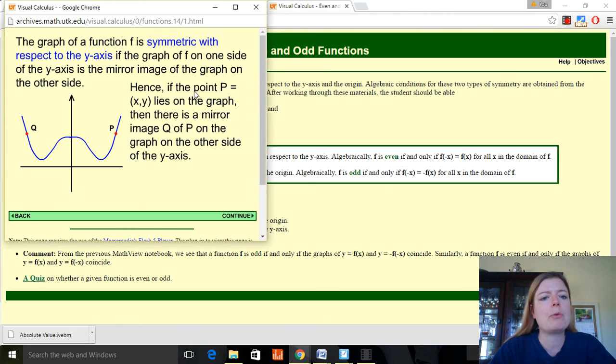Hence, if the point P, which we could call (x, y), is on the graph, then there's a mirror image called Q on the other side of the y-axis. So I want you to think about, if this is (x, y), then what would this point be?